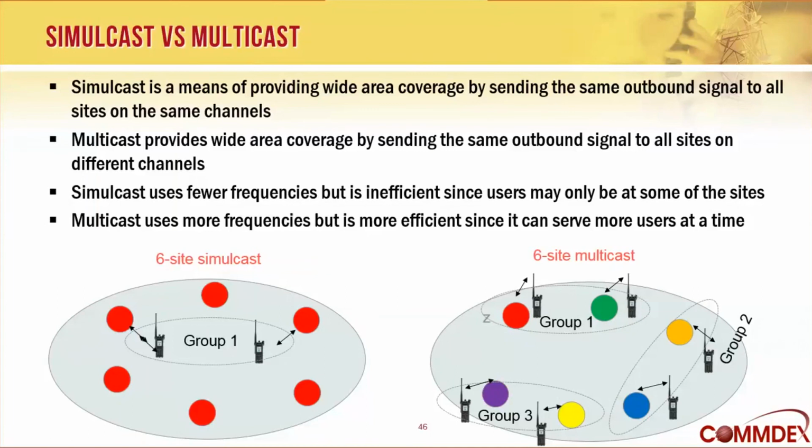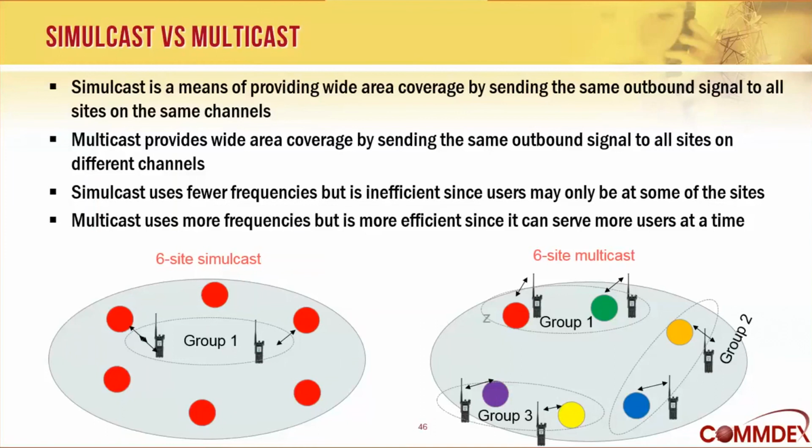simulcast is not as efficient as multicast in terms of the number of users that can be served, but multicast is hard to get. If you were talking a 5-channel system, the left would require 5 channels. The multicast system on the right would require 30 channels. So it's very hard to get a system license for 30 channels. And so that's why you don't see multicast very often.